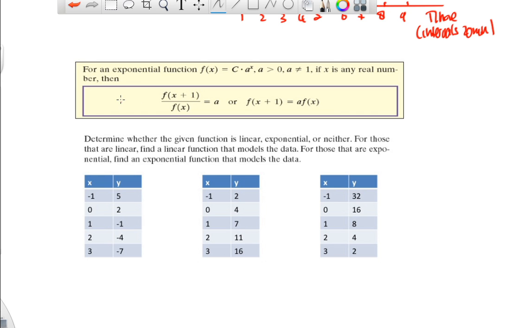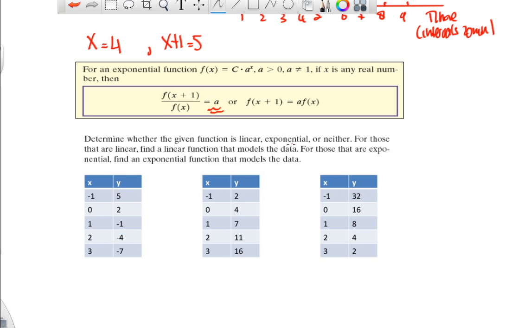Well, where am I getting consecutive from here? If I think of x as my first value, so if I say x is 4, then x plus 1 would be 5. So you take consecutive x's and you divide them out. And if you get a constant, then we know we're dealing with an exponential function. Okay, so that's an easy check that we can do.